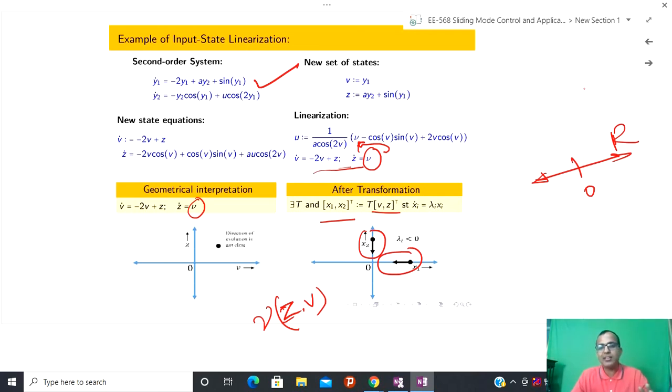So that is the part I have started, and this linearization technique is called the input state linearization technique, because I am not concentrating on the output. I am just worrying about the input and state.